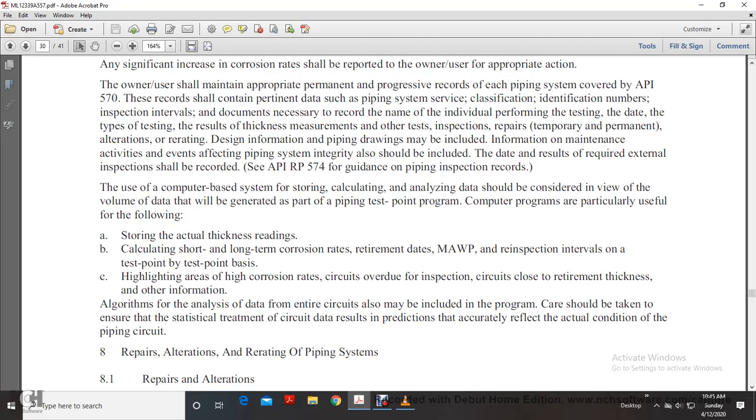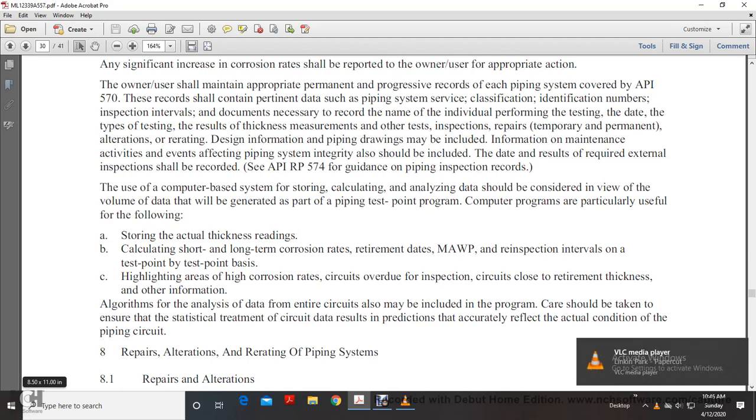The use of computer-based systems for storing, calculating, and analyzing data should be considered in view of the volume of data generated by the piping test program. Computer programs are particularly useful for the following: storing actual thickness readings, calculating short or long-term corrosion rates, reporting time and date, calculating allowable working pressure and reinspection intervals on a test point by test point basis, highlighting areas with high corrosion rates, circuits overdue for inspection, and circuits close to the required thickness, and other information. Algorithms for analysis of the data for the entire circuit may also be included with the program. Care should be taken to ensure the statistical treatment of the circuit data and the results of the predictions accurately reflect the actual condition of the piping circuit.